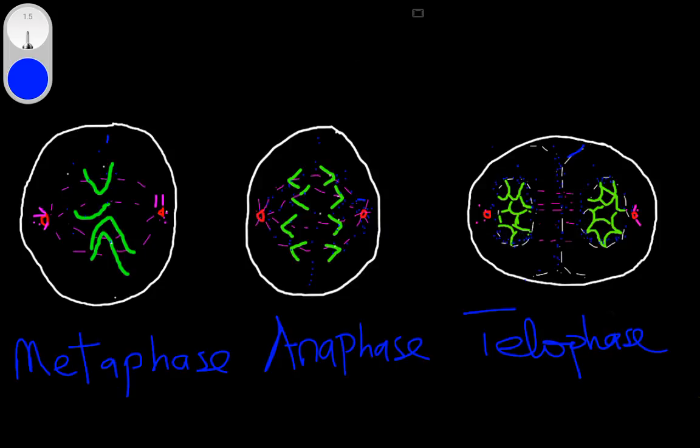Around each of them, and then the cell starts to divide from the center. The centrosome will disappear, and the microtubules also will disappear, and this cell divides around here from the center, and then we have two identical daughter cells. So that's basically what happens during mitosis. Very summarized, right?